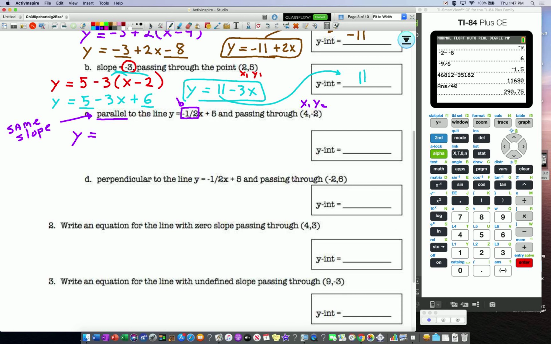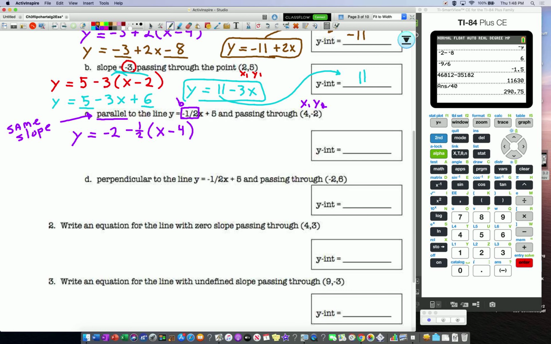y equals the y1 value, so negative 2, then the slope, so negative 1/2 x, minus the x1 value, minus 4. I misspoke earlier, luckily I caught myself.